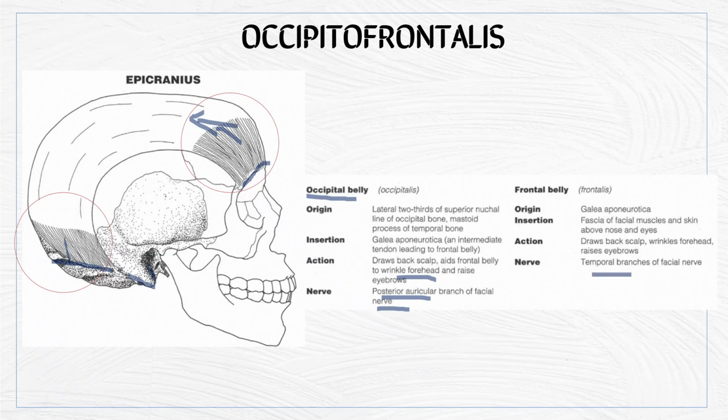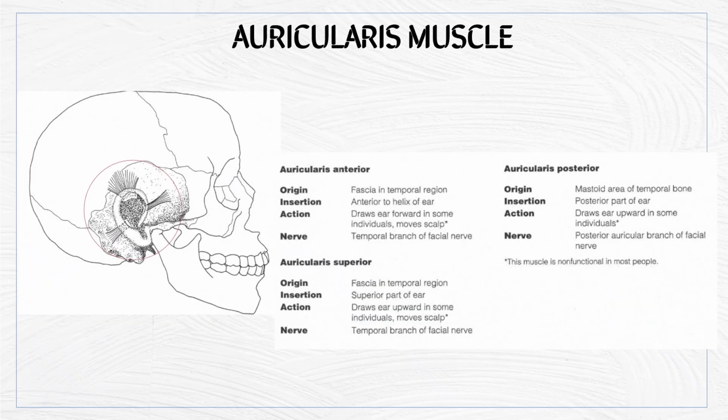So this is about occipitofrontalis. And the next muscle is the auricularis muscle. It has three parts: auricularis anterior, auricularis posterior, and auricularis superior. Anterior has its origin from the fascia in the temporal region, and posterior from the mastoid area of the temporal bone, and auricularis superior is also from the fascia in the temporal region.